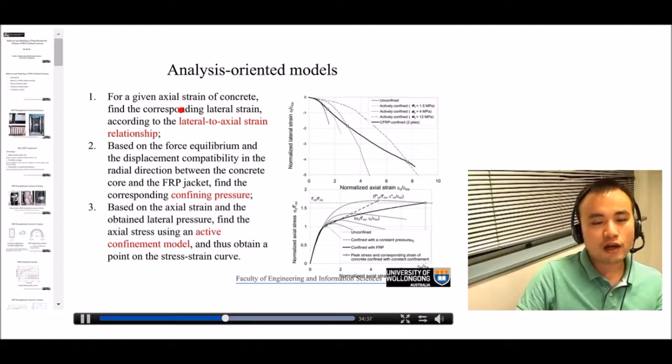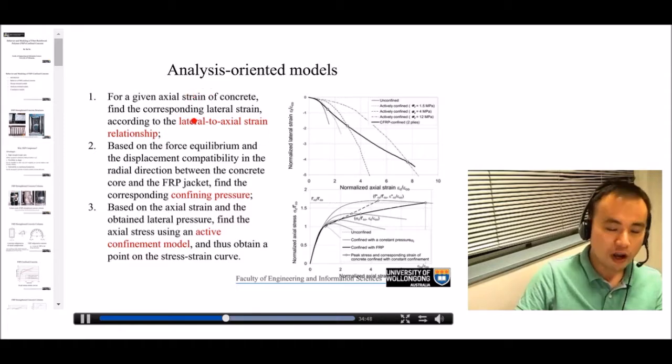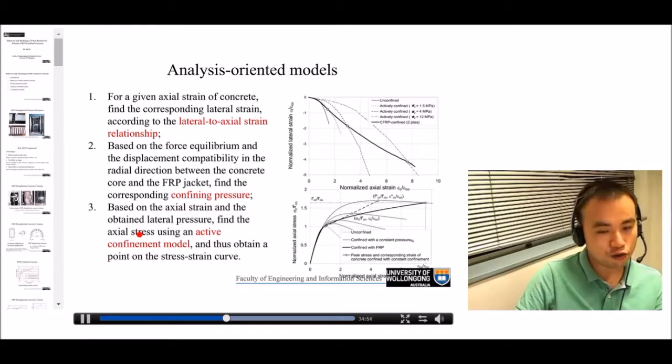And the third part: if you have done the first two steps, you already know the confining pressure and the axial strain, right? So if you know the confining pressure and the axial strain, you can use any existing model for actively confined concrete to find the axial stress. Which means if you know the confining pressure and axial strain, you can predict all of this group of curves for actively confined concrete.